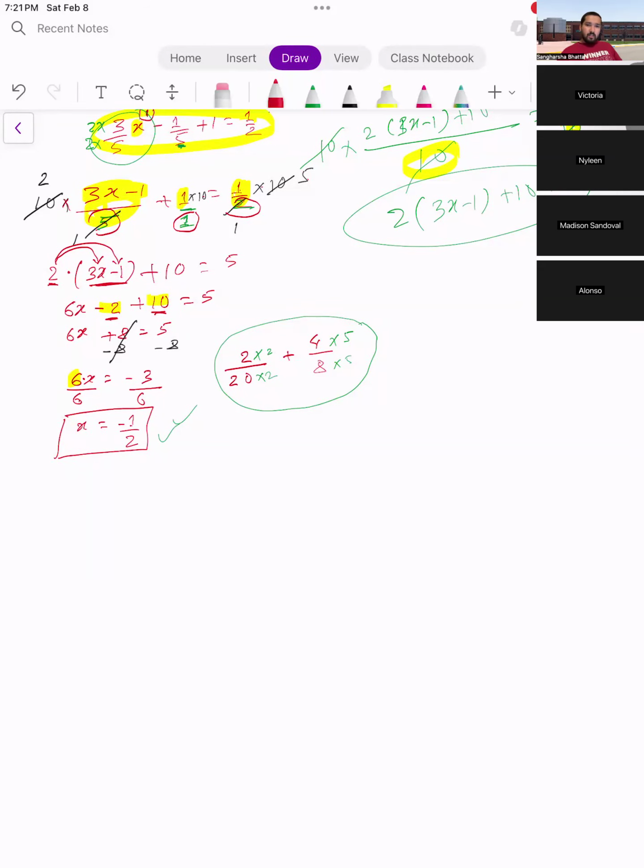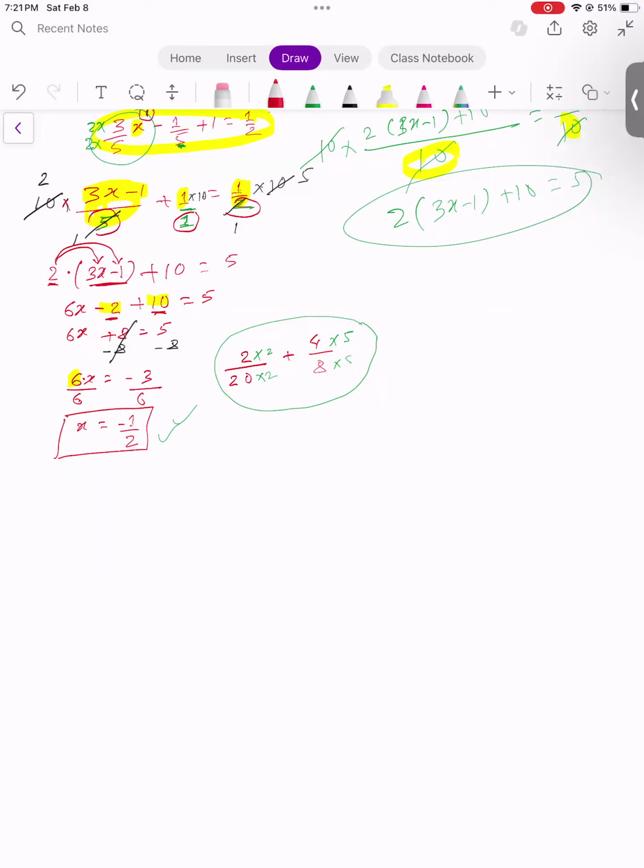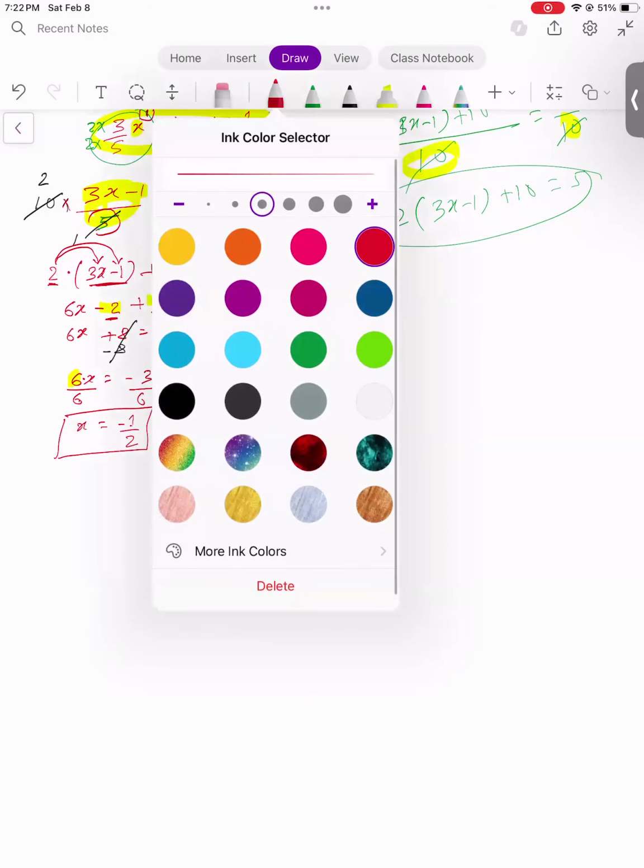Let me go back here. We don't have it in the review. Let me do one from the rational equations. It's very similar. Let me use a different section review. So from section 1.4, let me do 47. This is also a part of review.